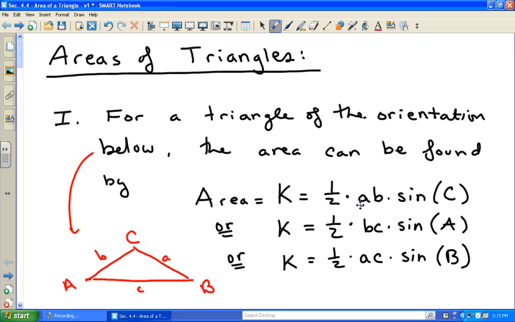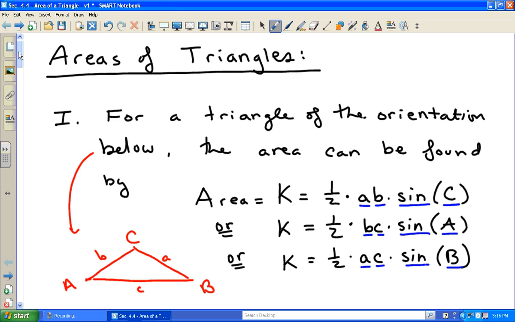You have two sides multiplied together by the sine of the angle not connected to those two sides. In other words, a and b, angle C doesn't have anything to do with the a and the b. Or the next formula down, you could do 1/2 b times c times the sine of the angle that's not with those sides, and so forth down to the last one. It could be 1/2 a times c times the sine of angle B.